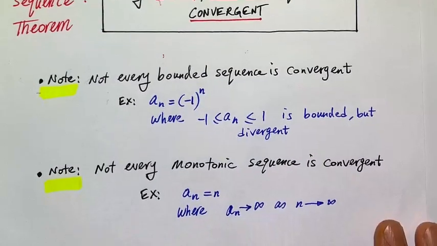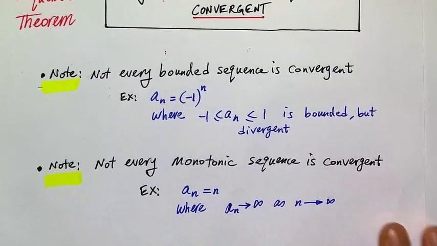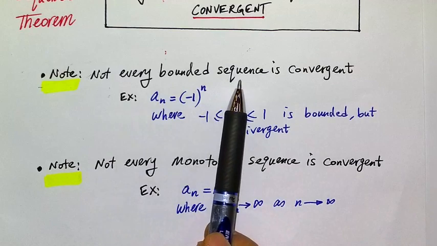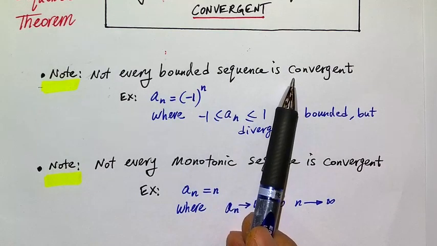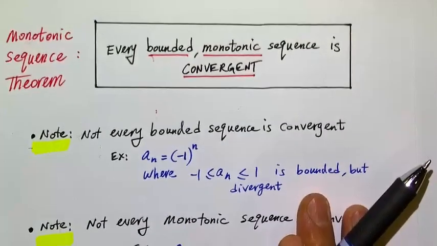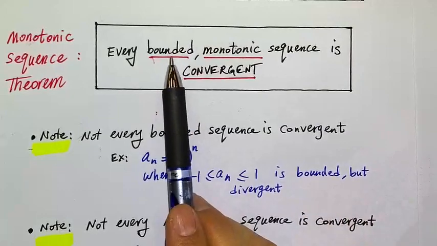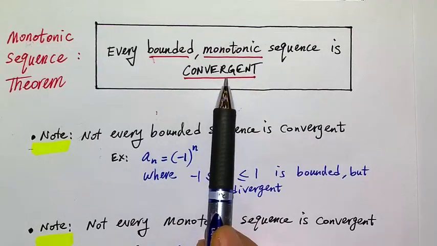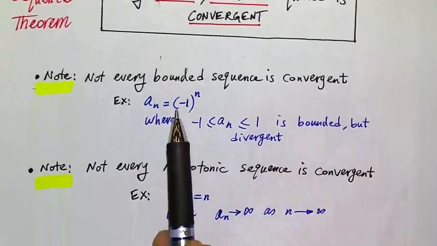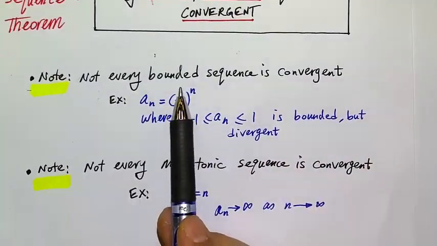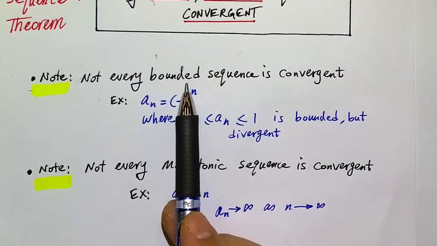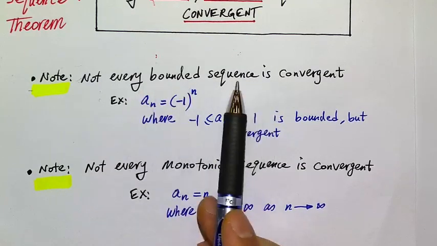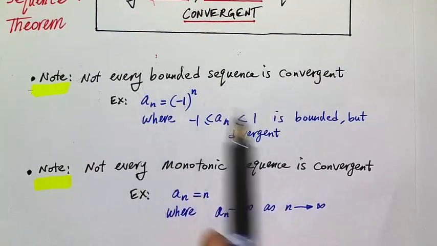Here are a couple of notes I thought would be useful. Not every bounded sequence is convergent. Remember, we just said if the sequence is bounded and monotonic, then it's convergent. But if the sequence is just bounded above and below, it doesn't necessarily mean that the sequence is convergent.